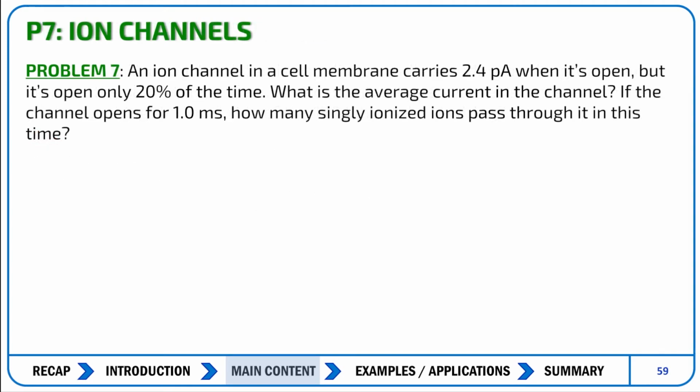In problem 7, we're taking a look at ion channels. So an ion channel in a cell membrane carries 2.4 picoamps when it's opened, but it's open only 20% of the time. What is the average current in the channel? If the channel opens for 1.0 milliseconds, how many singly ionized ions will pass through it in this time? So we're going to have to state some knowns here.